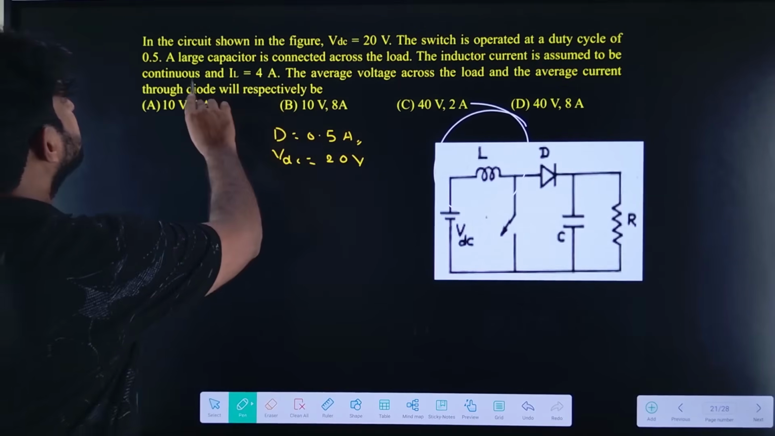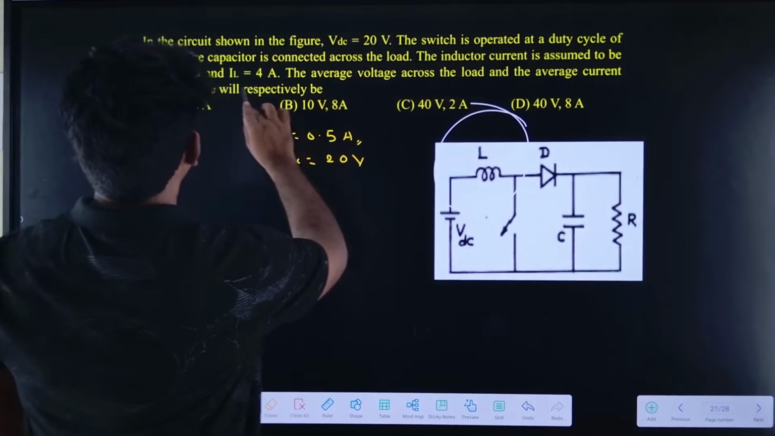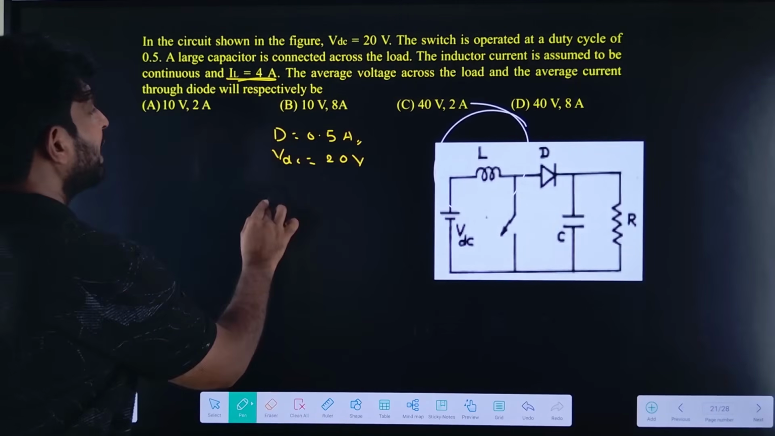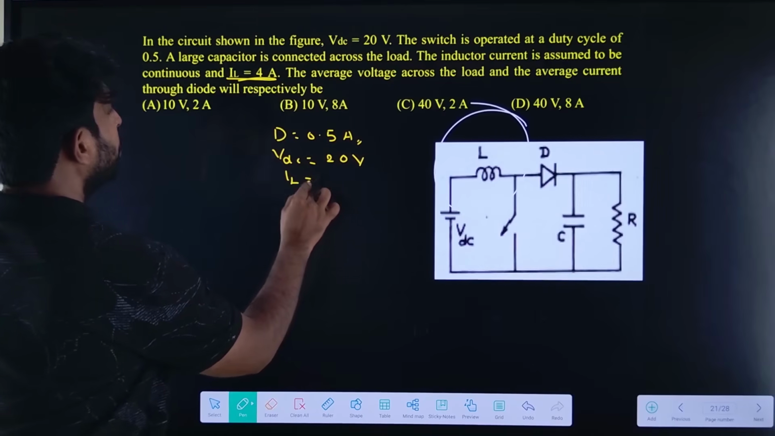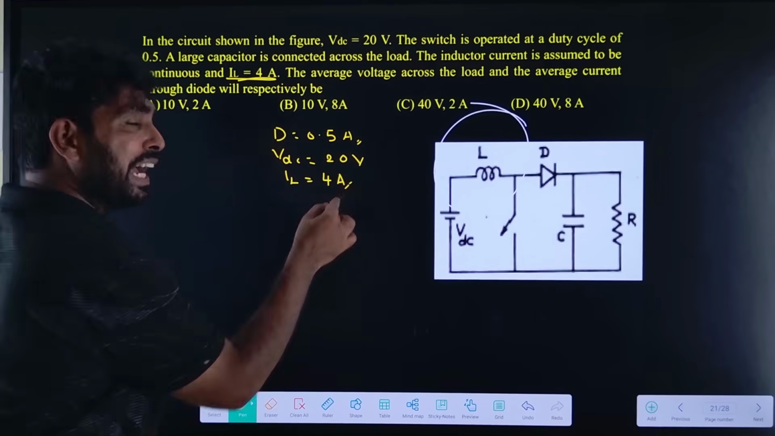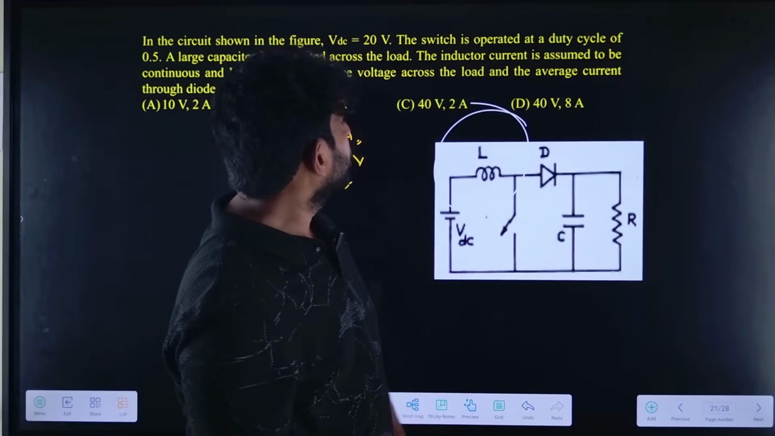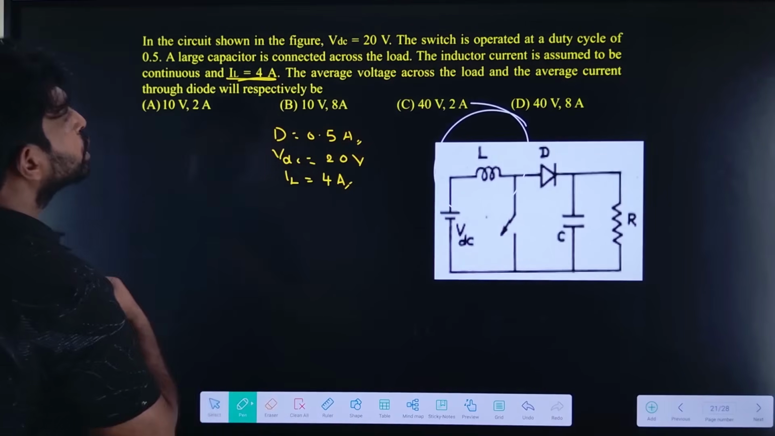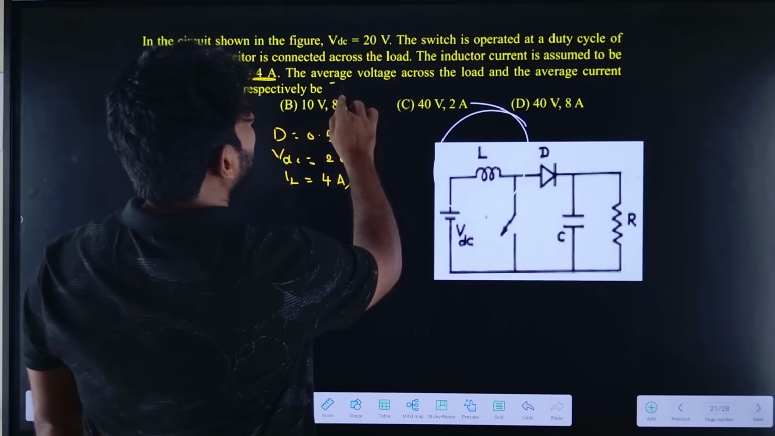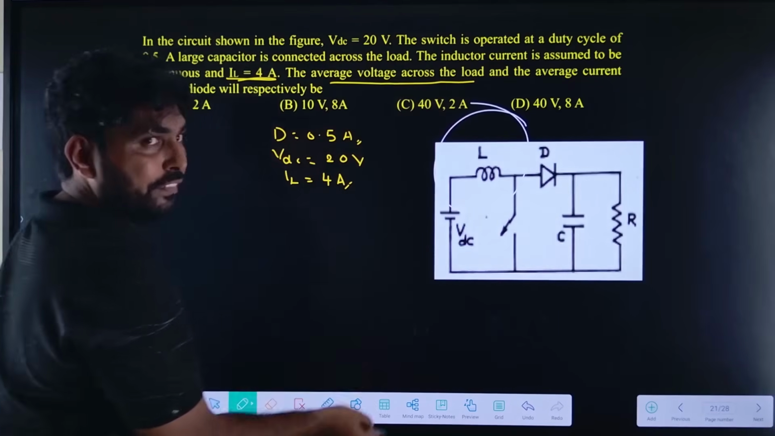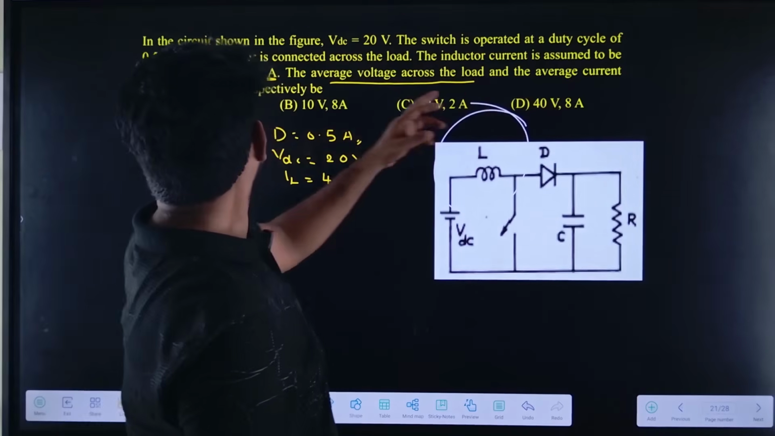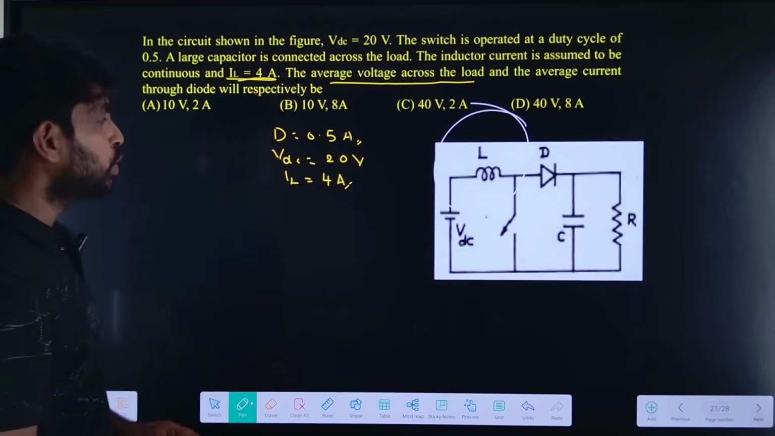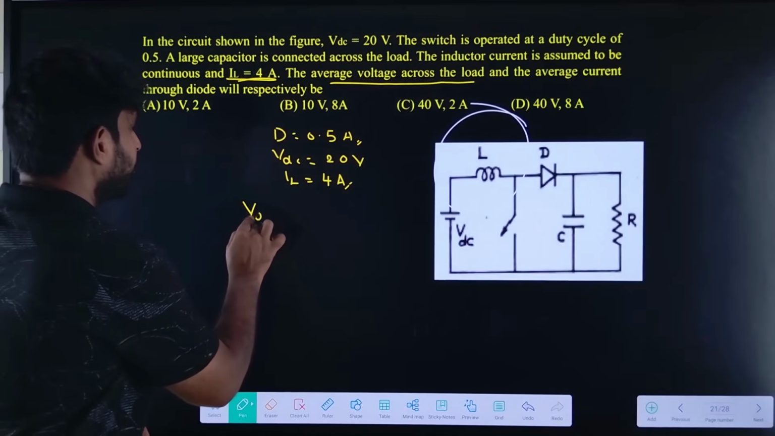0.5. So a large capacitance is connected across the load. IL average is already given, which is equal to 4 amperes. So directly IL average has been given. What do they want to find? The average voltage across the load V0 and the average current through the diode. So first let us find V0.